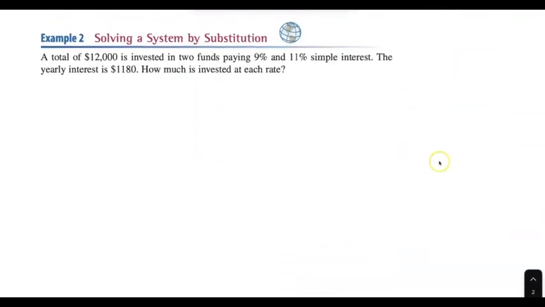Okay. You can also do it to solve application problems. A total of $12,000 is invested in 2 funds paying 9% and 11% simple interest. The yearly interest is $1,180. How much is invested at each rate? We're trying to figure out how much is invested at this percent and that percent. Let's make this x and let's make this y. We know one thing: we're investing a total of this much. If I go x plus y, it's $12,000. That's kind of the total.